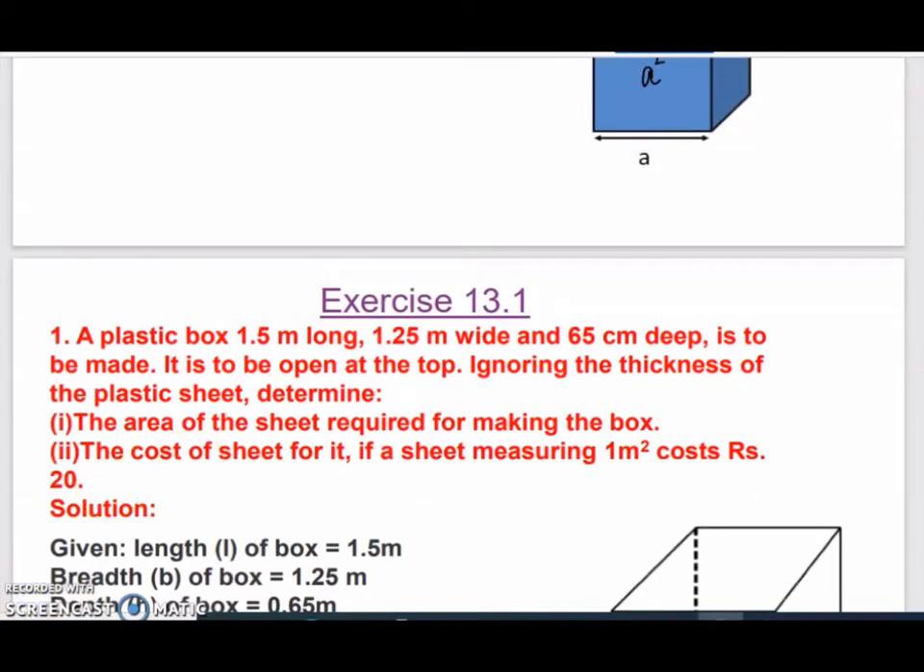So, a plastic box 1.5 meter long, 1.25 meter wide and 65 centimeter deep. So these are the dimensions given. This is having a length, a breadth and a height. So this is a cuboid. Now it is to be kept open at the top. Ignoring the thickness of the plastic sheet, you have to determine the area of the sheet required for making the box and the cost of the sheet. So cost will come from the area only, but while you find this area, you have to note that the top is open. So one of the length into breadth is not included over here.